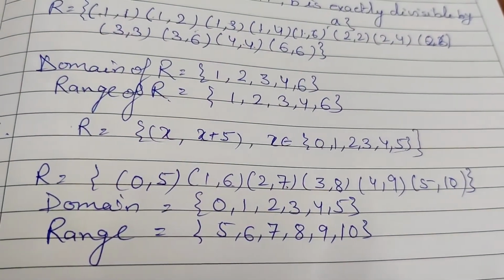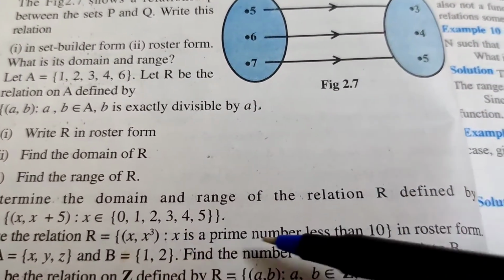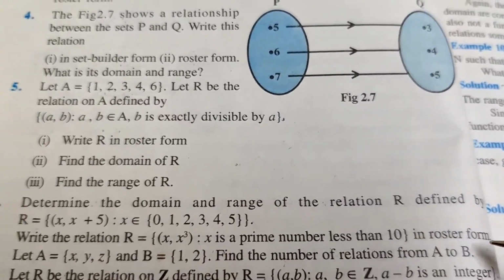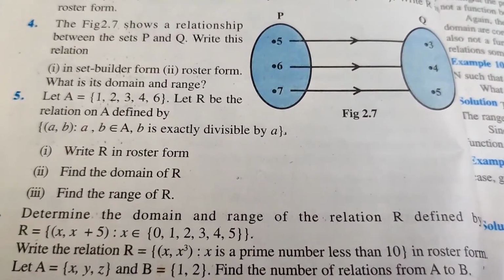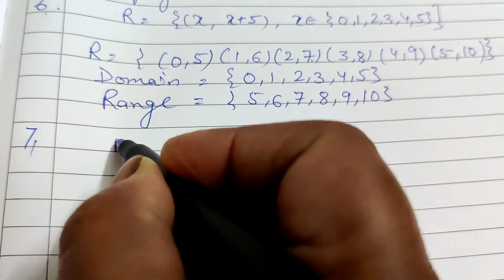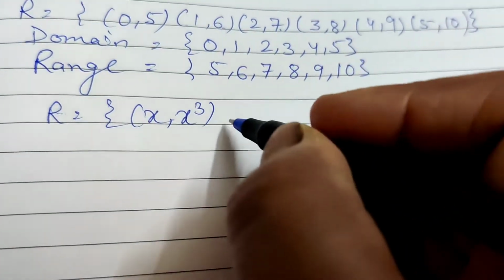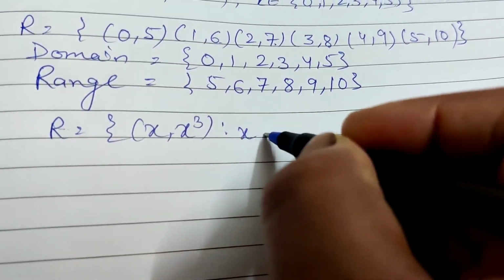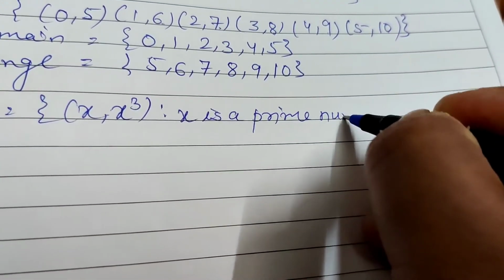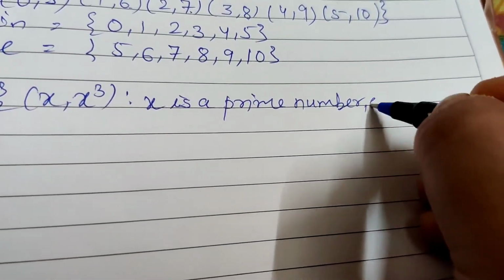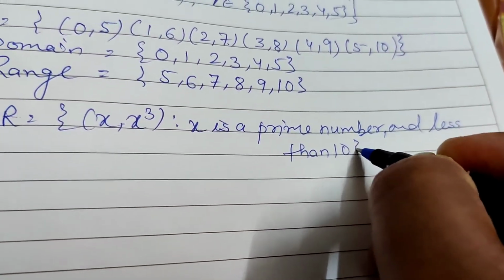Next, question number 7. Write the relation R = {(x, x cube) : x is a prime number less than 10} in roster form. x and x cube is a relation, where x is a prime number less than 10. This is the relation set.